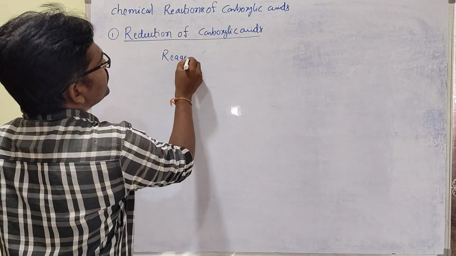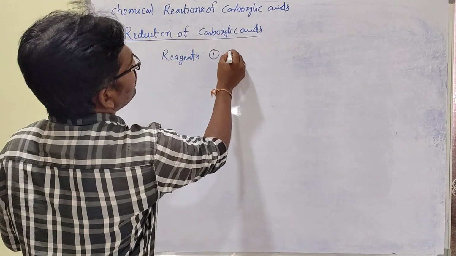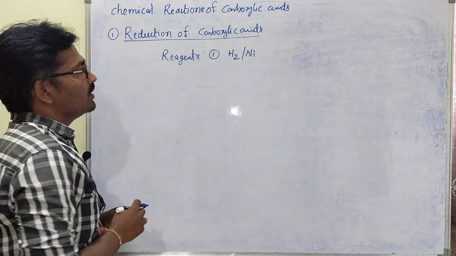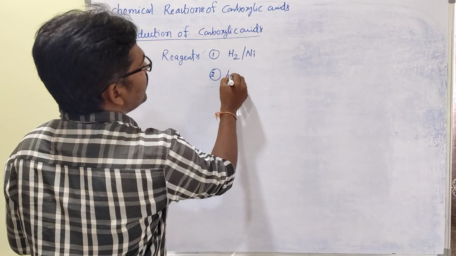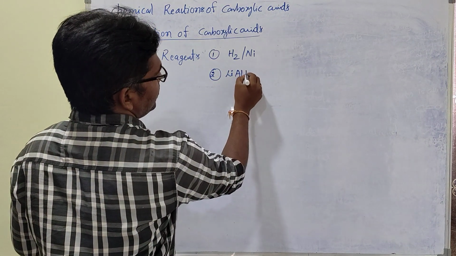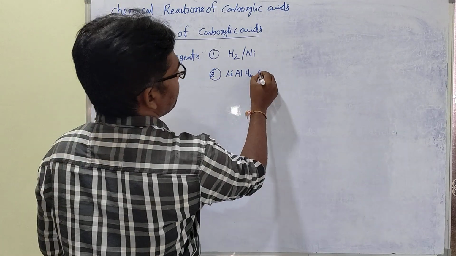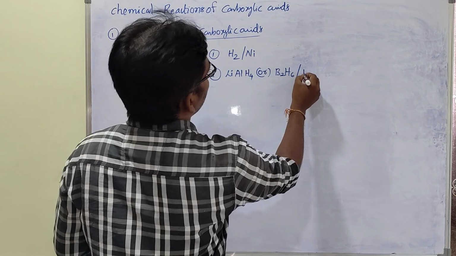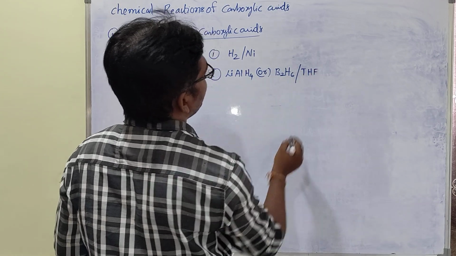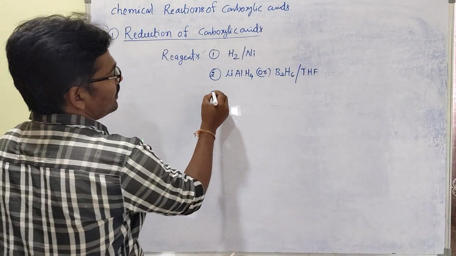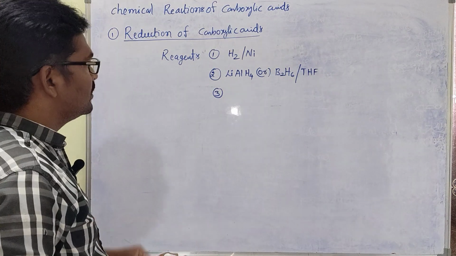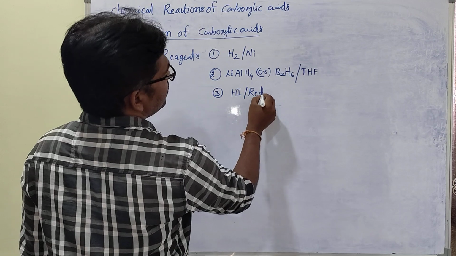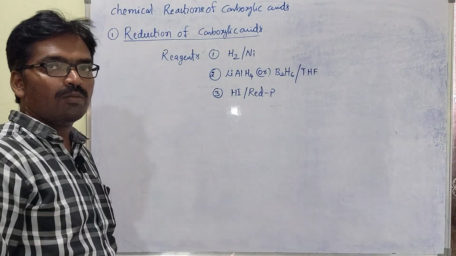Which reagents are we using? Reagent number 1, reaction with hydrogen in the presence of nickel. Number 2, lithium aluminum hydride or diborane B2H6 in the presence of tetrahydrofuran. That is the second reagent. Then the third reagent is hydrogen iodide in the presence of red phosphorus. These three reagents we use for the reduction of carboxylic acids.